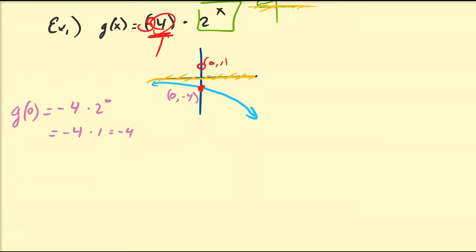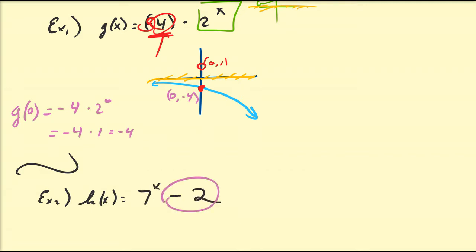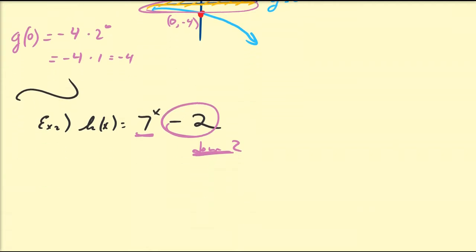Let's look at another. Let's look at h of x is equal to 7 to the power of x minus 2. So do you remember what this minus 2 does for the principal graph? You should have said shift down. So this is going to be down 2. Since we're shifting the principal curve down, our horizontal asymptote is also going to shift down 2 units. So instead of being at y is equal to 0, it's going to shift down to y is equal to negative 2.